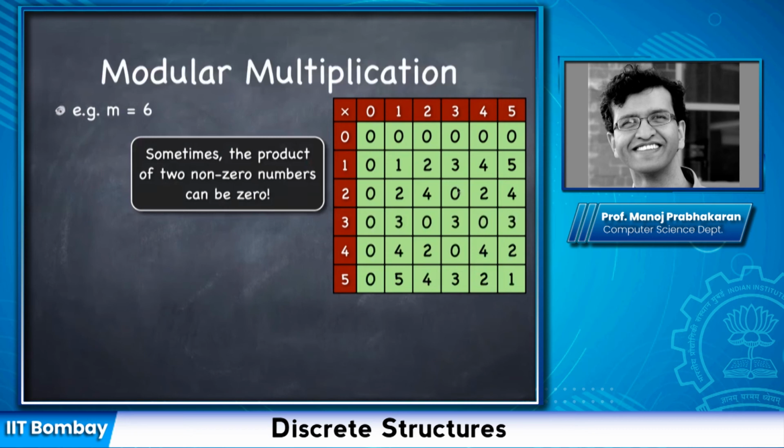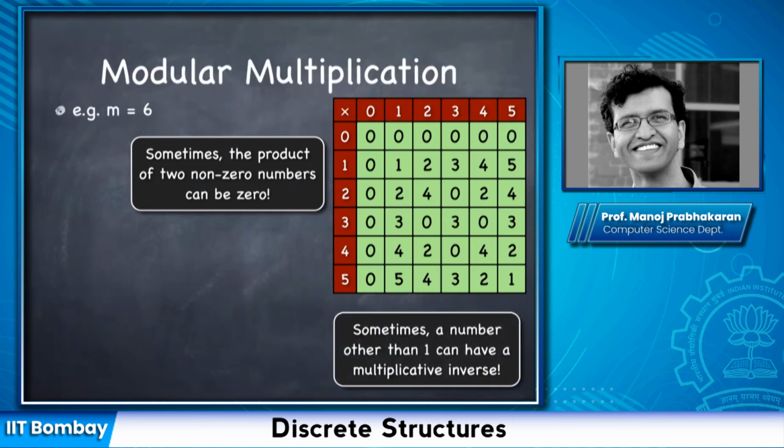And so something interesting we saw here is that I took two numbers, say 2 and 3, I multiplied them, and I got 0. The product of two numbers, usually in integers, it's not the case, right? You cannot multiply two non-zero numbers and get 0. And here it can happen.